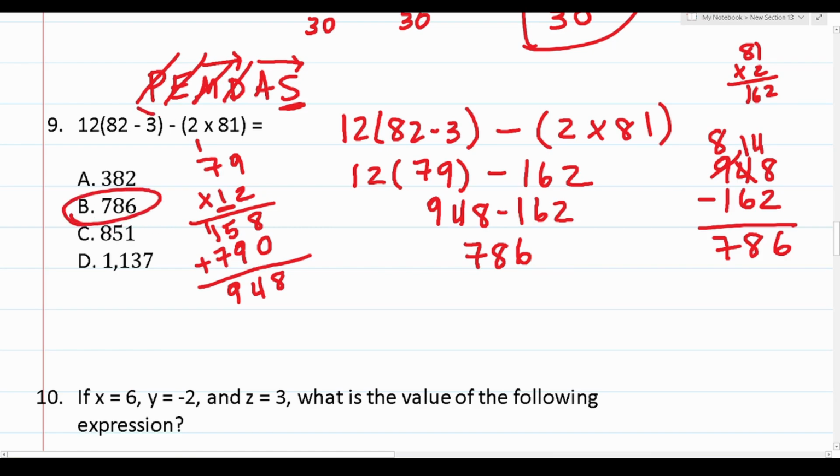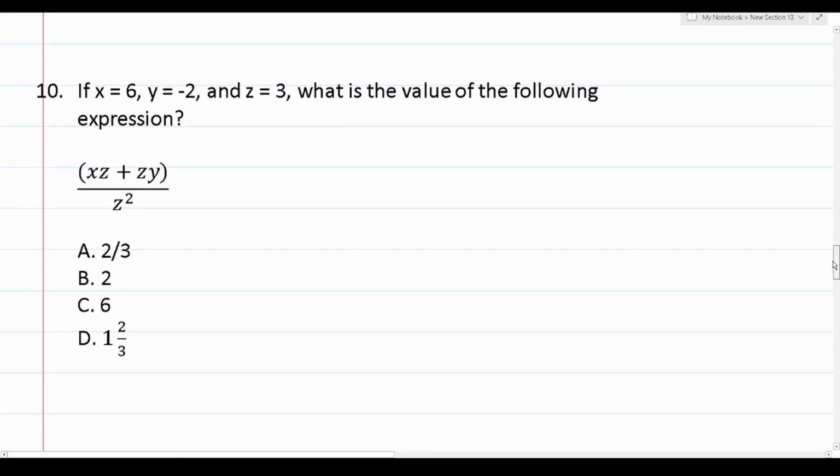So again, order of operations is something you will see on the ASVAB. Make sure you understand it. Make sure you do additional practice problems because they're not always going to be as simple as this one. All right, so let's move on to number 10.